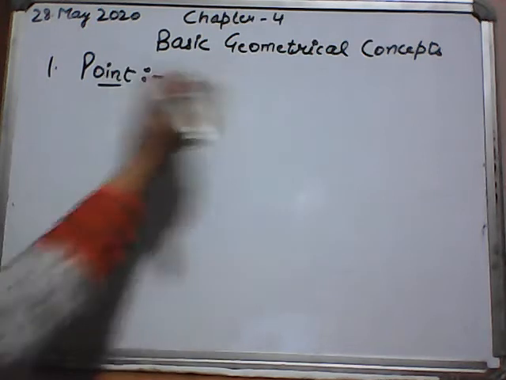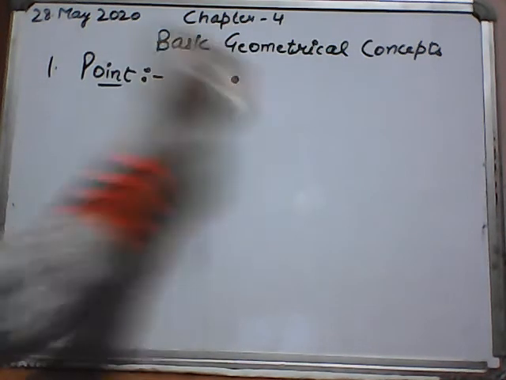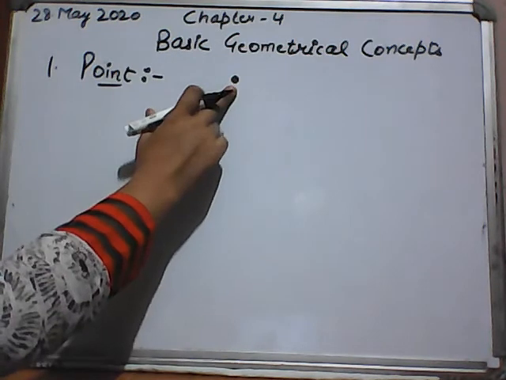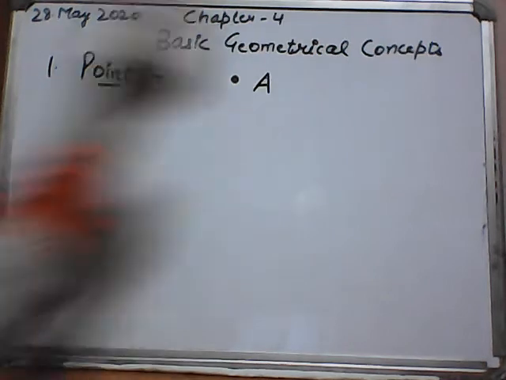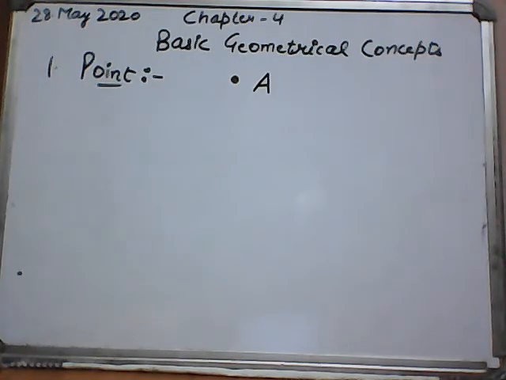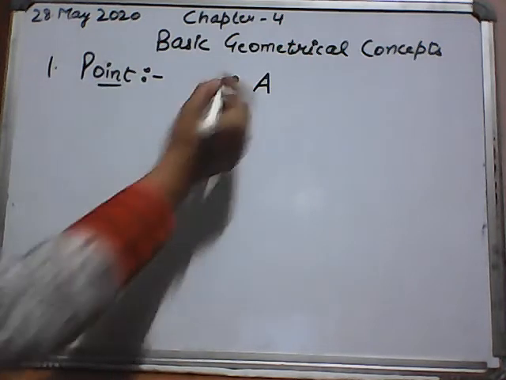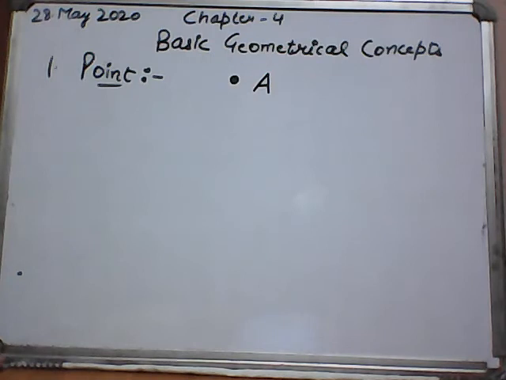A point has a location and it is represented by a single dot. It represents the location or a position and it is represented by a capital letter A. You get an idea of a point when you draw a dot with the help of a sharpened pencil on a sheet of paper. It is a dot or a point and it can be represented by a capital letter A.